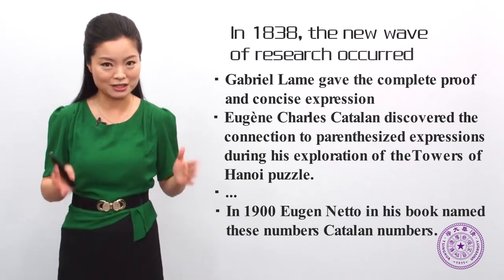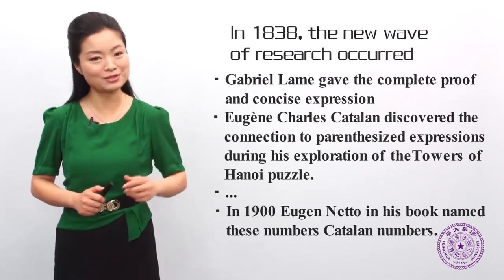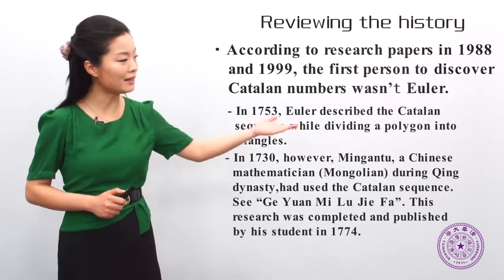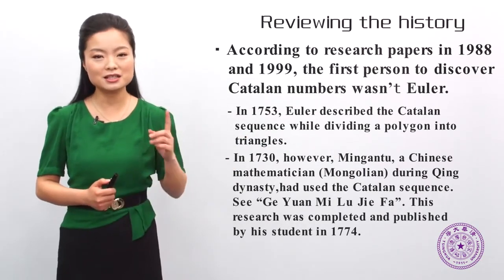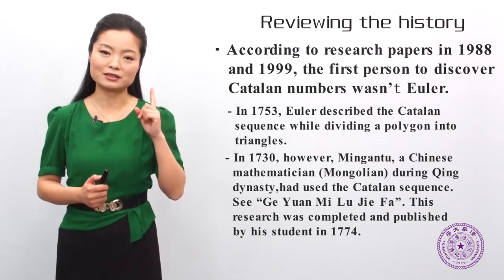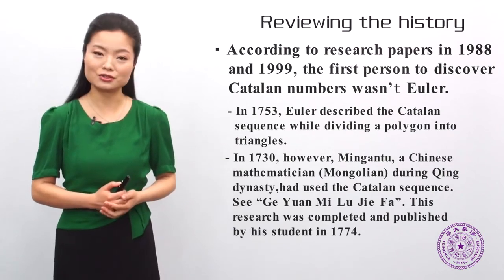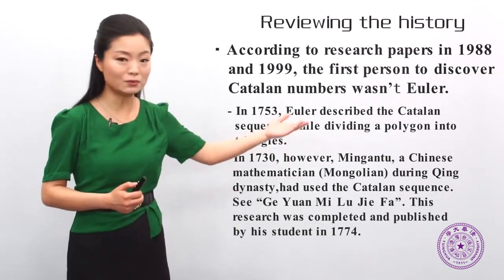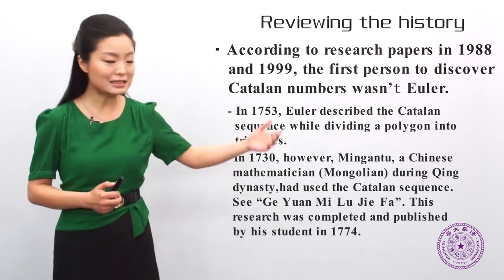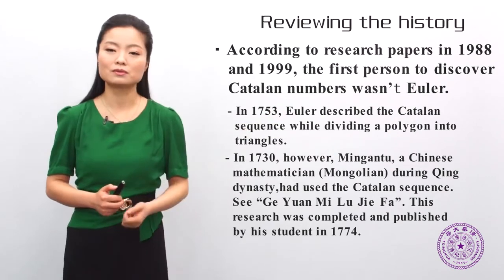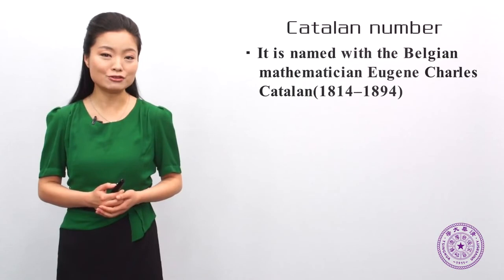But who was the first to study Catalan numbers? Not Catalan, and not Euler. In two studies in 1988 and 1999 of mathematical literature, we discovered that the first person to really study Catalan numbers was a mathematician from Mongolia. It was in the Qing dynasty in China that there was this Mongolian mathematician who studied the Catalan numbers before Catalan. In a treatise dating back to the 1730s, he details the construction of the Catalan numbers.